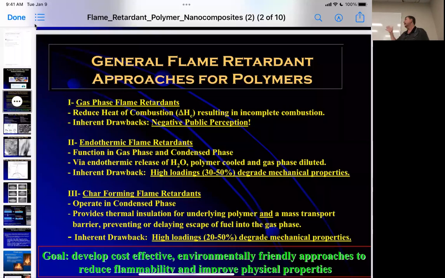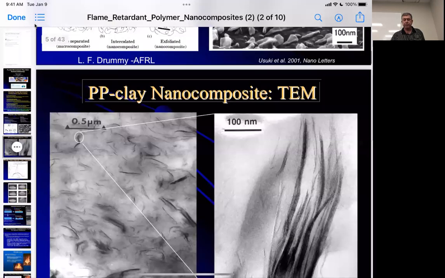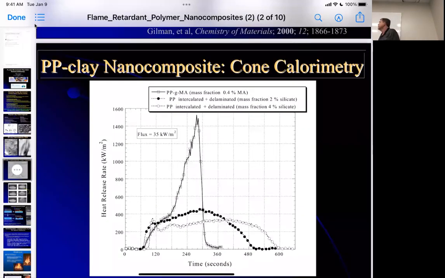So we've talked about these, the gas phase retardants, those are the halogenated materials. The endothermic ones, that's the magnesium hydroxide or aluminum hydroxide, and then the char forming, and that's what we've been focusing on most. When we're looking at that char forming, you have to disperse your clay pellets a lot, and then you'll see this good cone calorimetry curve where you have low heat release, low peak heat release. What's also best is if there is a delayed time to start burning.